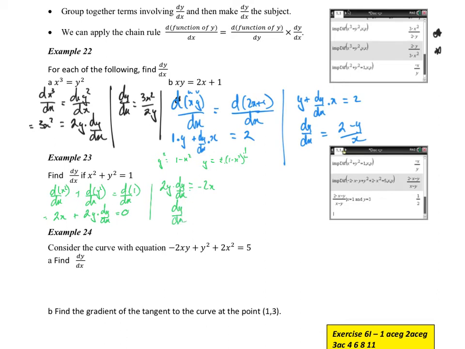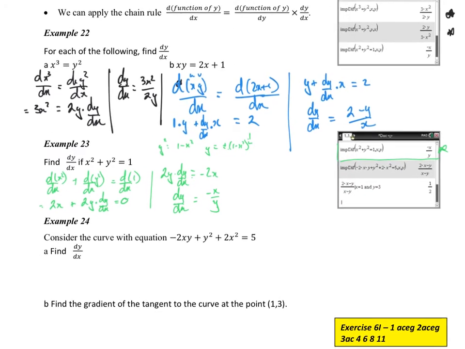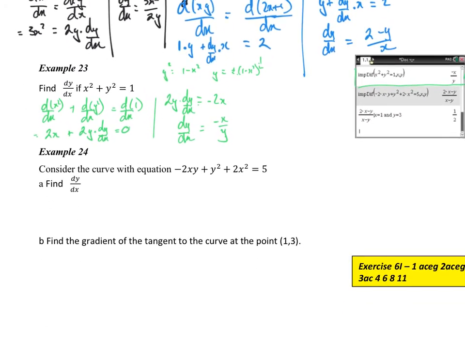dy dx is equal to negative x on y, which hopefully over here somewhere is our implicit derivative using our imp diff function on the CAS. All right. So then, moving forward, there's nothing to say that you won't be asked to do exactly the same sorts of calculations that we get asked. Find the gradient of the tangent at a point, or find a tangent line or anything like that.